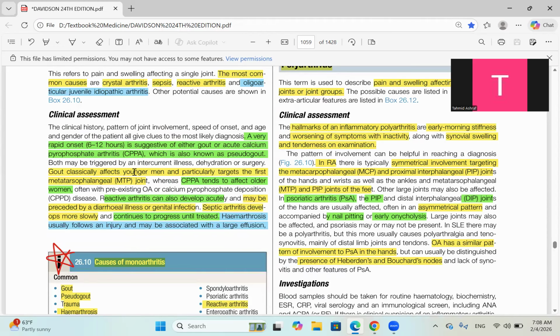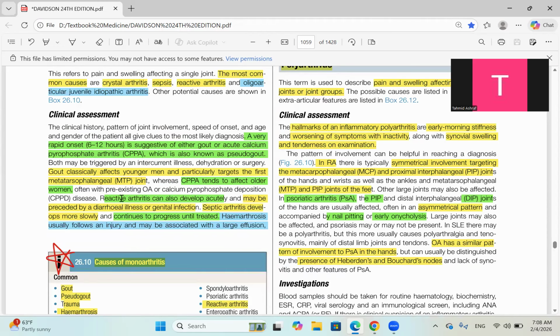In the clinical vignettes or scenarios, we will find that the patient is a young male having severe pain and swelling in his first metatarsophalangeal joint. This is a very typical scenario for gout. Whereas calcium pyrophosphate arthritis tends to affect older women. So in older women, pseudogout is more likely than gout. The presentation will be quite similar. Just because of the age and gender, we have to arrange our differential diagnosis accordingly.